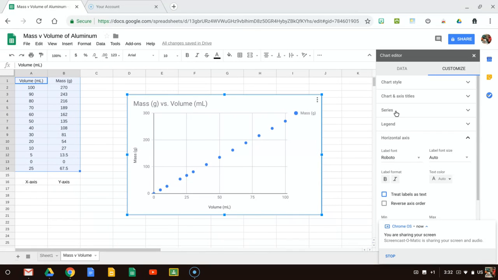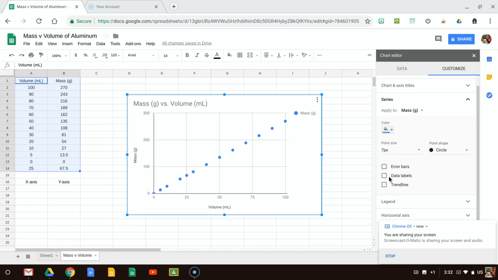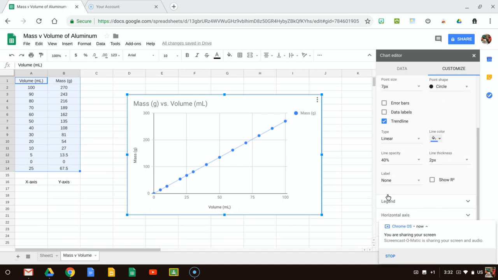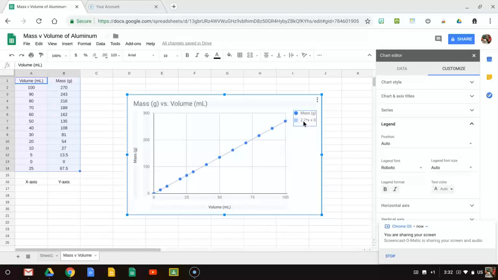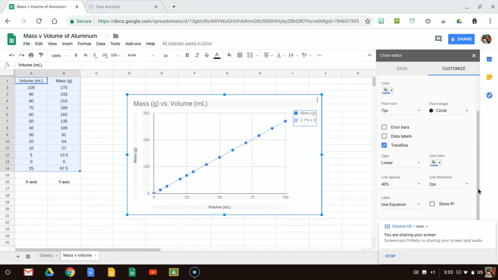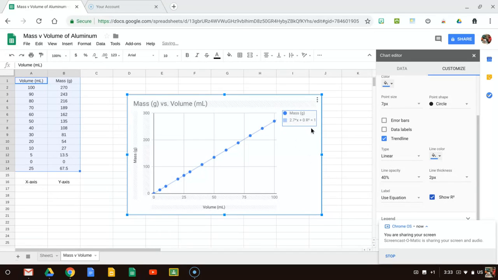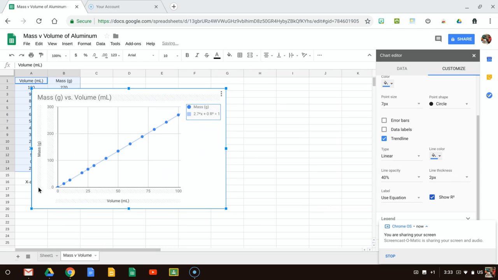And then I'm going to go over to my series, and I'm going to click on trendline, and it puts in a trendline. And then I'm going to scroll down slightly to label, and I'm going to hit use equation. And as you can see right here, my equation shows up, 2.7x plus 0. And then I'm also going to show my r squared value. So I'm going to go over to series. I think I kind of messed up. And I'm going to go to show r squared. And that r squared is 1. So that is beautiful. Okay, so remember, I have mass on the y-axis and volume on the x-axis.